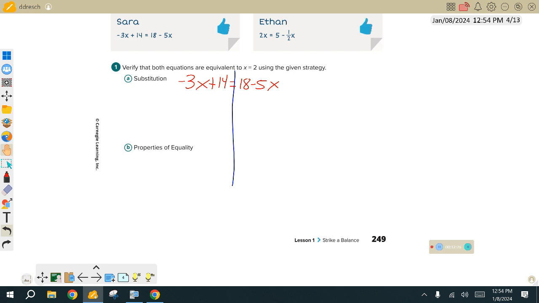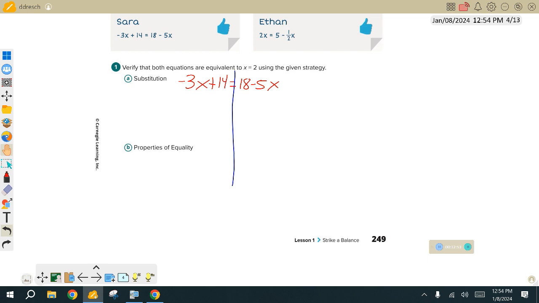In order to bring them together, we gotta move them around. We gotta combine like terms somehow. In order to bring those together, we gotta cross the line though. We gotta cross that equal sign. In order to cross that equal sign, we gotta do an inverse operation. Now, which one are you gonna move? The negative 3 or the negative 5?